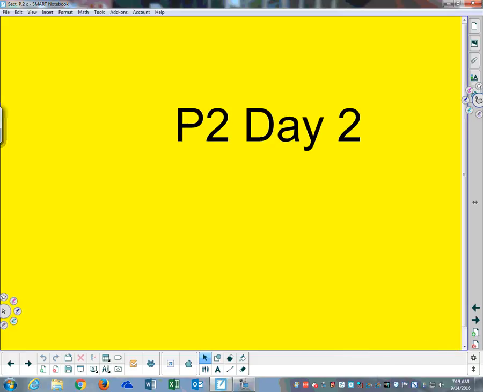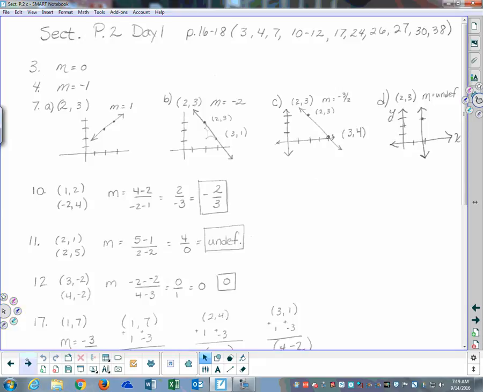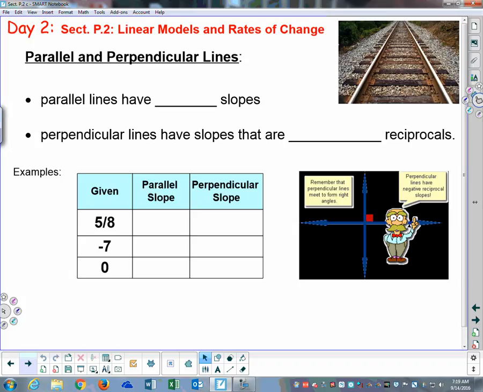Hello, calculus students. We are working on section 2 of the P2 section in the book. There was day 1 homework from P2, and let's roll through notes today, looking more at linear models and rates of change, and a little bit of focus on parallel and perpendicular lines.